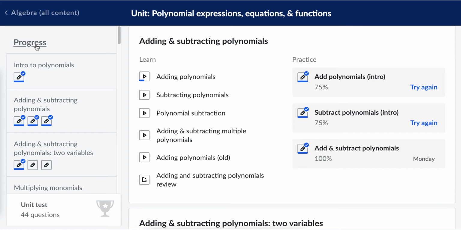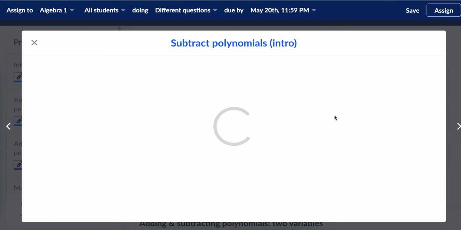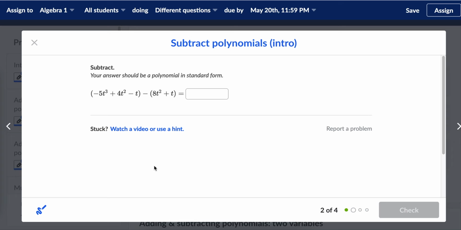Looking at the second one, we're talking about subtracting polynomials. There's one thing you've got to watch out for here. When you're subtracting polynomials, the first one stays the same. You can just remove the parentheses from the first one, so that gives you negative 5t cubed plus 4t squared minus t. But now you've got to watch out because you're subtracting.